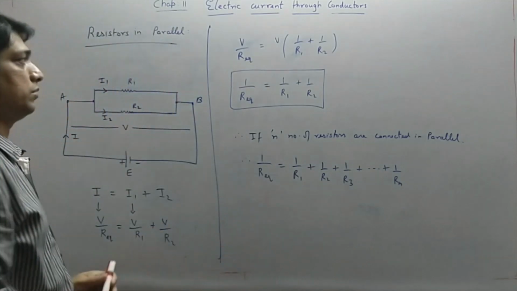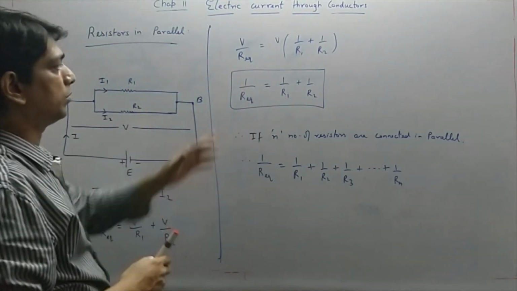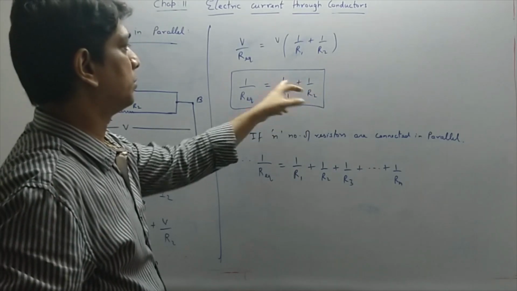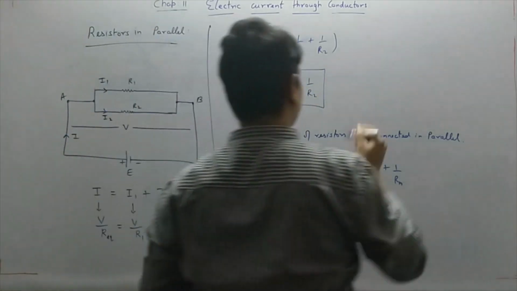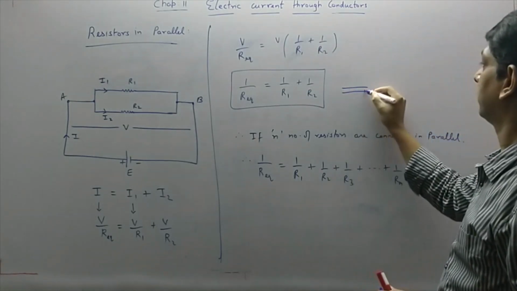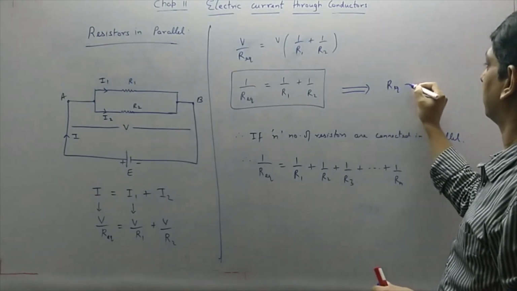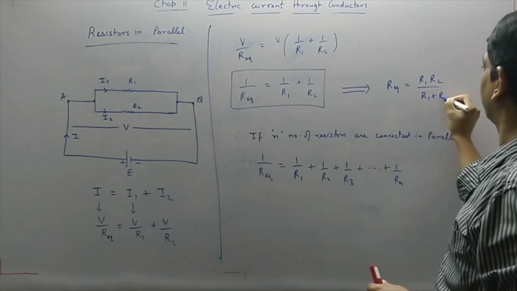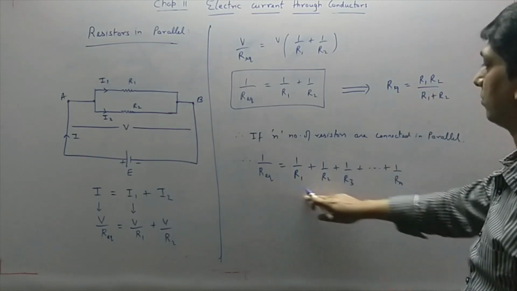So that is how it goes. If two resistances are there, 1 upon R equivalent is 1 upon R1 plus 1 upon R2. You can take the LCM: R1 plus R2 upon R1 into R2. So for two resistances, this can be modified. It implies R equivalent is R1 R2 upon R1 plus R2. And for more resistances, we use the general formula.